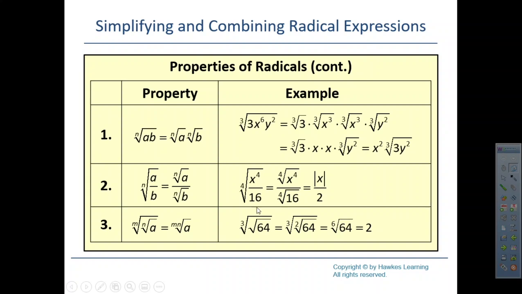Main thing I want you to pay attention to is that anytime you have an even index and your output is an odd power, you need to make sure you have your absolute value bars, because the fourth root of x to the fourth is x to the first, which is odd. So you have to make sure that this solution is positive, because we won't be able to go the other way. Alright, we won't be able to prove it.